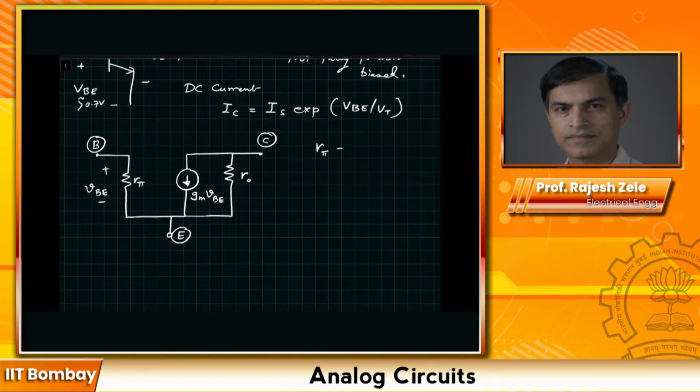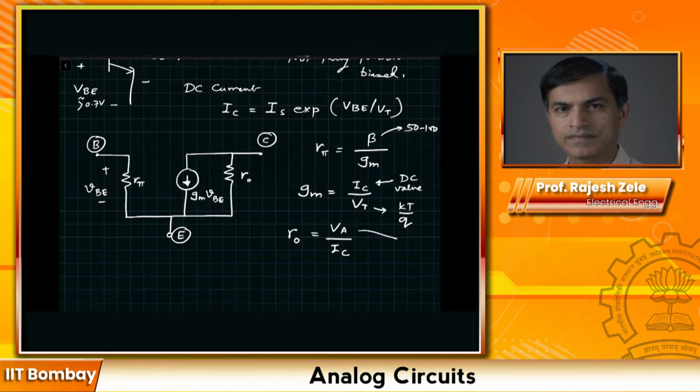R pi is given by beta divided by GM. Beta is in the range of 50 to 100. Transconductance GM is given by IC divided by VT. In this case, IC is the DC value or DC operating point, and VT is the thermal voltage, KT over Q. It's important that you don't confuse VT, which is KT over Q for the bipolar transistor, with VT or VTH for MOSFET transistors, which is the threshold voltage. Output resistance Rout is equal to VA divided by IC. VA is the Early voltage.